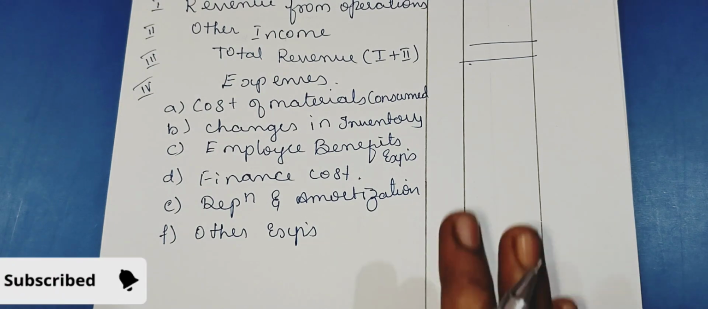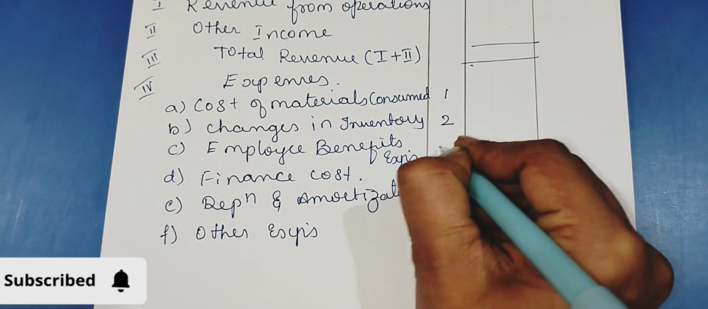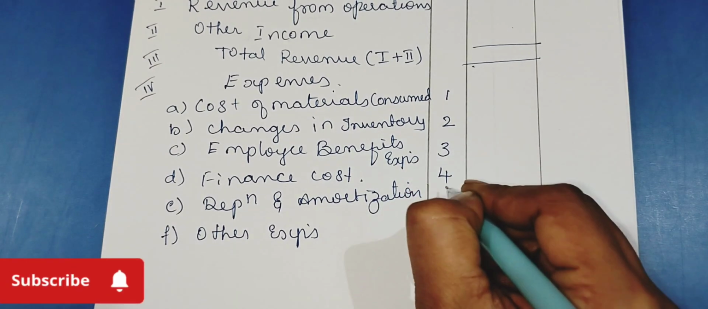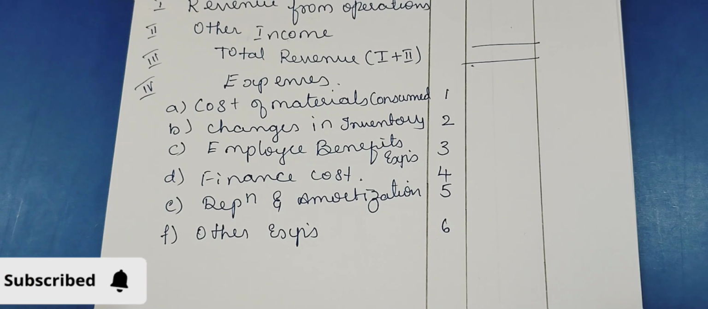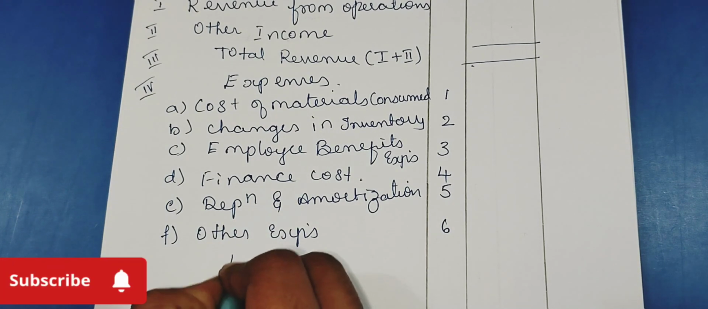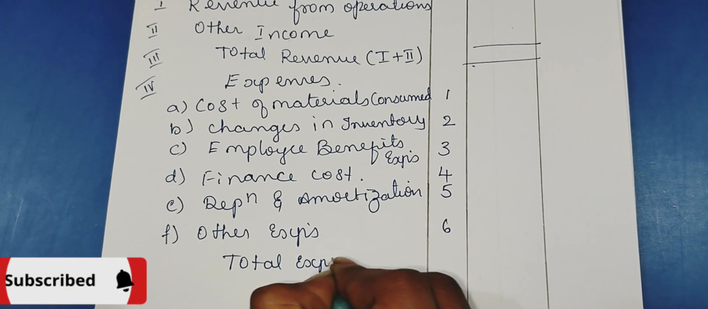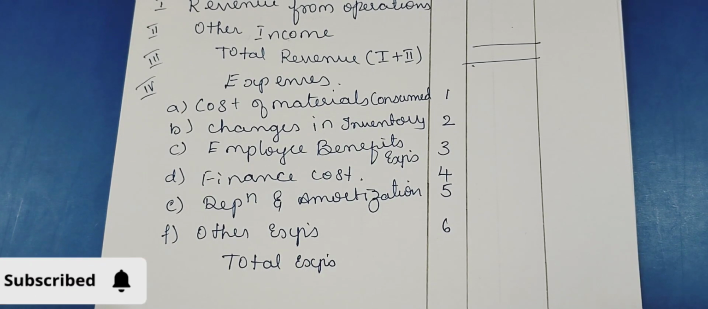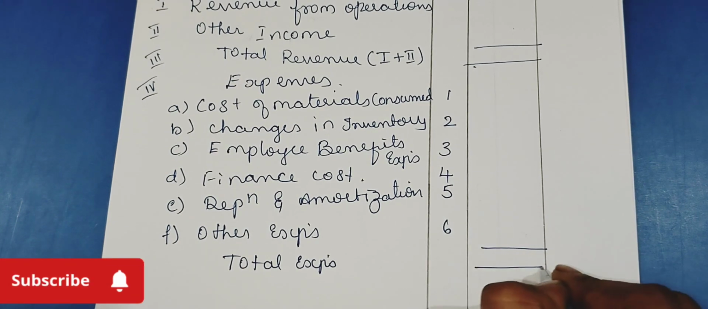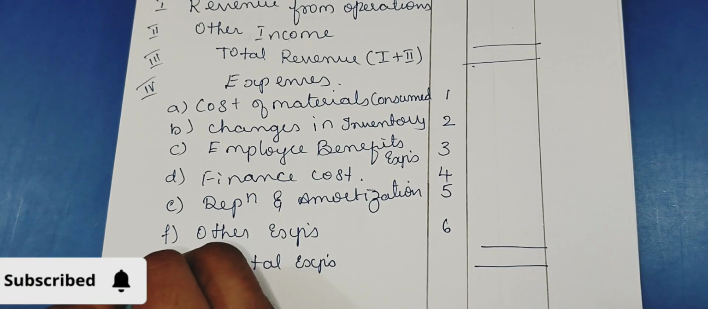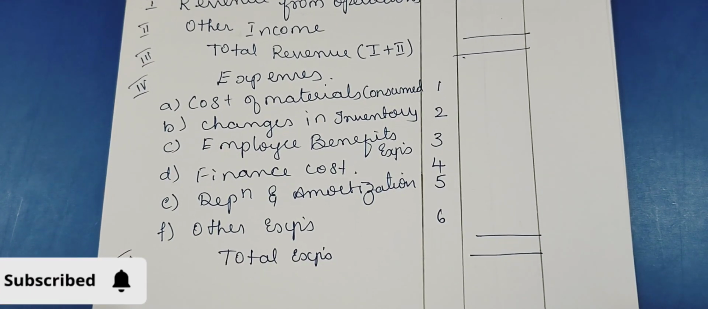From here we have note numbers. Here we are giving note numbers 1, 2, 3, 4, 5 and 6. Okay. Then after this we'll get total expenses. This will be our fifth item, total expenses.